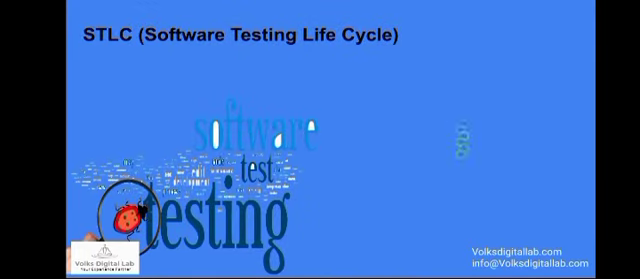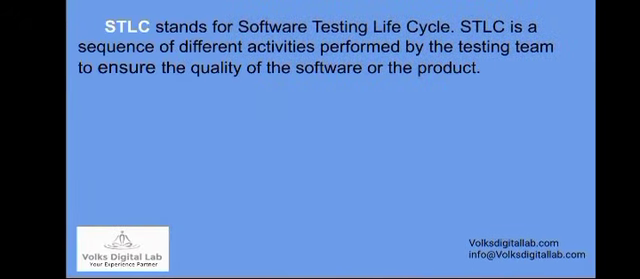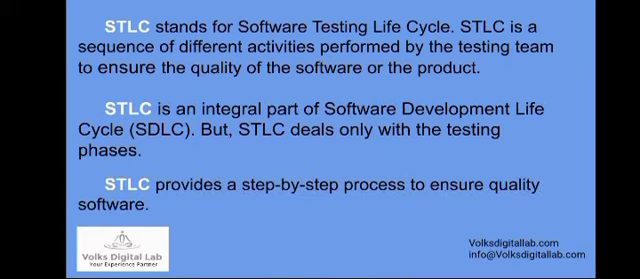Software testing lifecycle, which includes 6 major phases. Software testing lifecycle stands for STLC, a sequence of different activities performed by the testing team to ensure the quality of the software product. STLC is an integral part of the software development lifecycle, but STLC deals only with the testing phase. STLC provides a step-by-step process to ensure quality software.